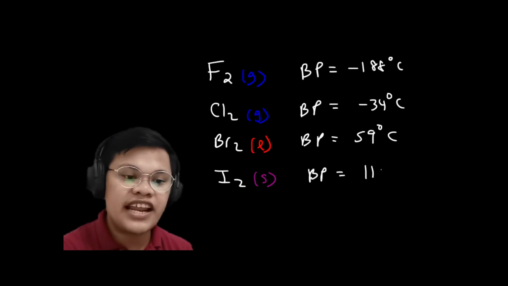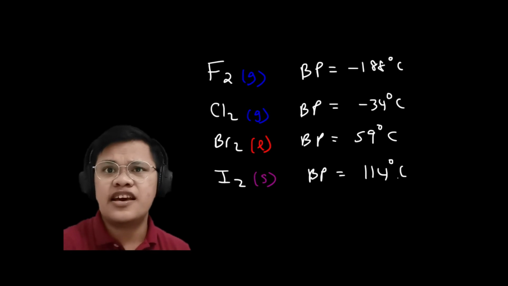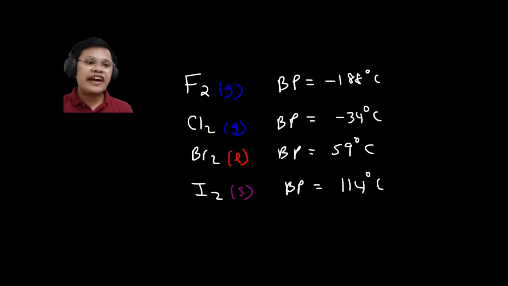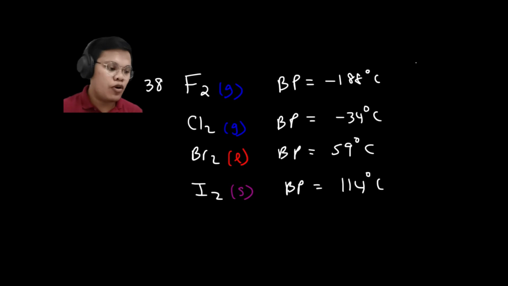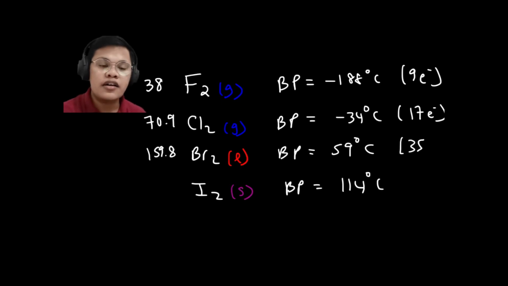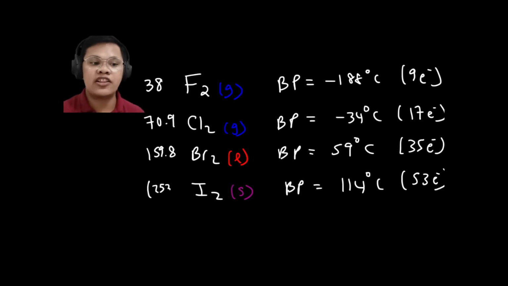Bromine is 59 degrees Celsius. And iodine is even higher at about 114 degrees Celsius. Now, if we write down the molar mass of these atoms, we can have this. The molar mass of fluorine is 38 with 9 electrons. Chlorine is 70.9 with 17 electrons. Bromine is 159.8 and it has 35 electrons. And iodine has 253.8 as the molar mass with 53 electrons.